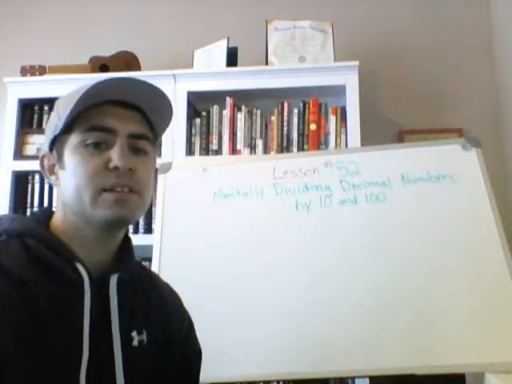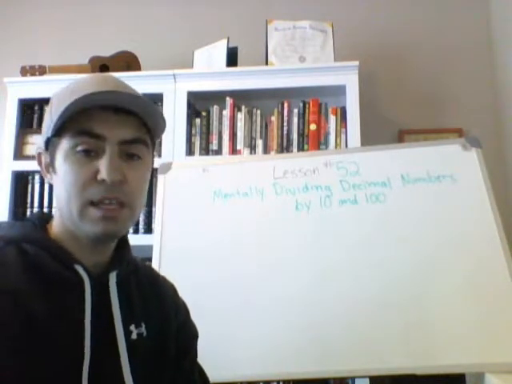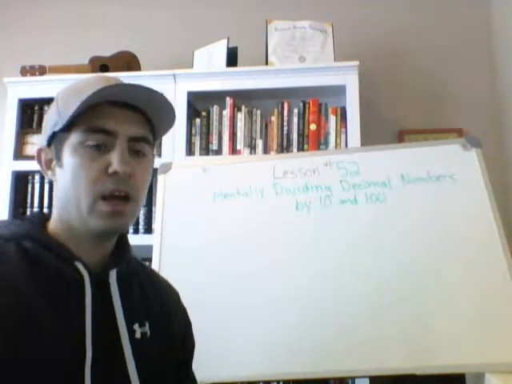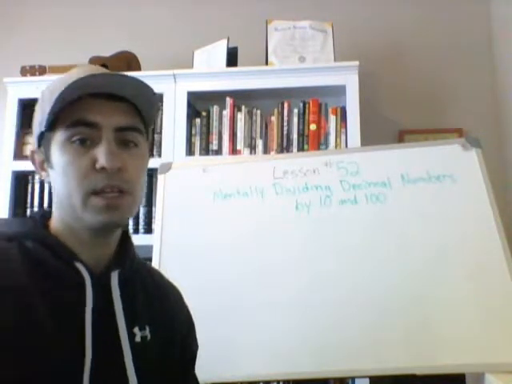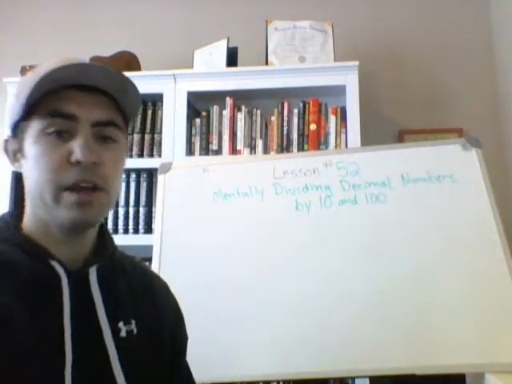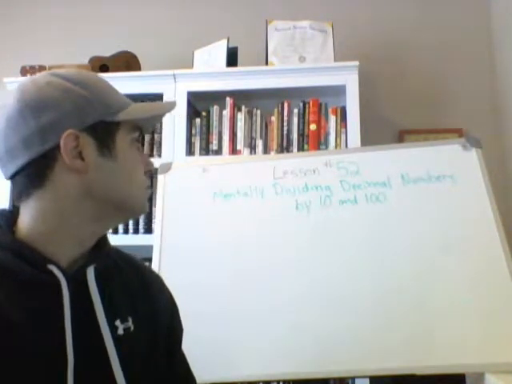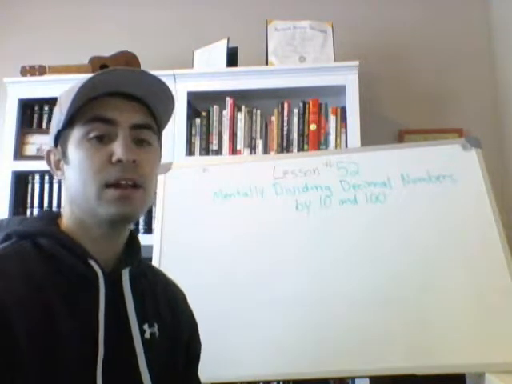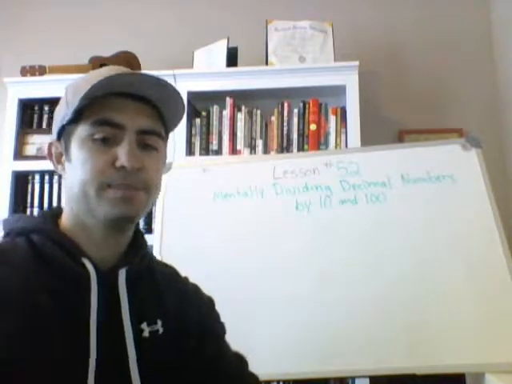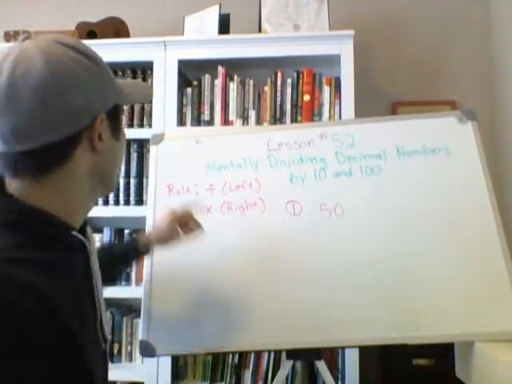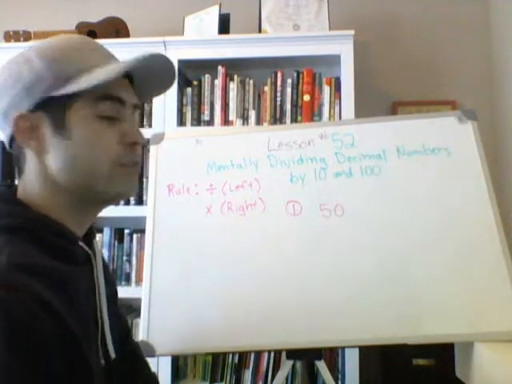Alrighty, in today's lesson, we're going to do lesson number 52, mentally dividing decimal numbers by 10 and 100. So basically, you're just going to be moving the decimal point to the right or left, and that will be dependent upon if you're multiplying or dividing. Since today we're dividing, we'll be moving the decimal point to the left. Alright, so here's the rule. If you're dividing, you move the decimal point to the left. If you're multiplying, you move it to the right.